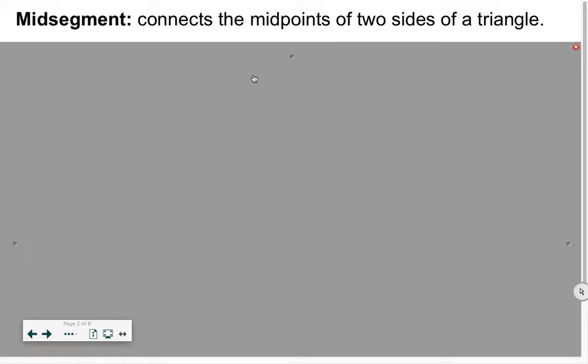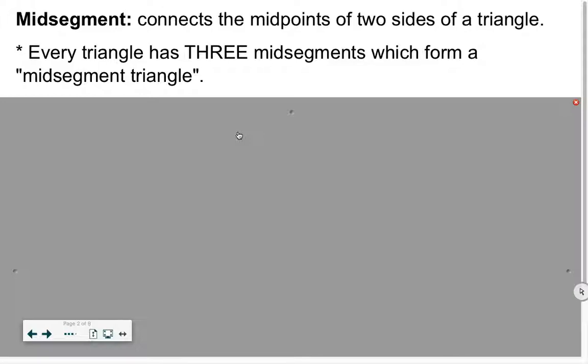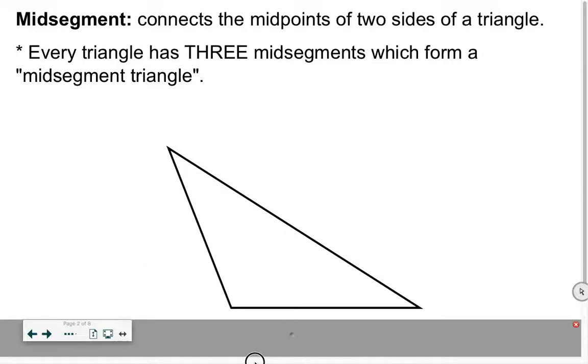Mid-segments connect the midpoints of a triangle. And every triangle has three mid-segments that can possibly be constructed, because there are three sides on the triangle. So again, you can find midpoints on all three sides of a triangle. So I'm just going to sort of eyeball it here.